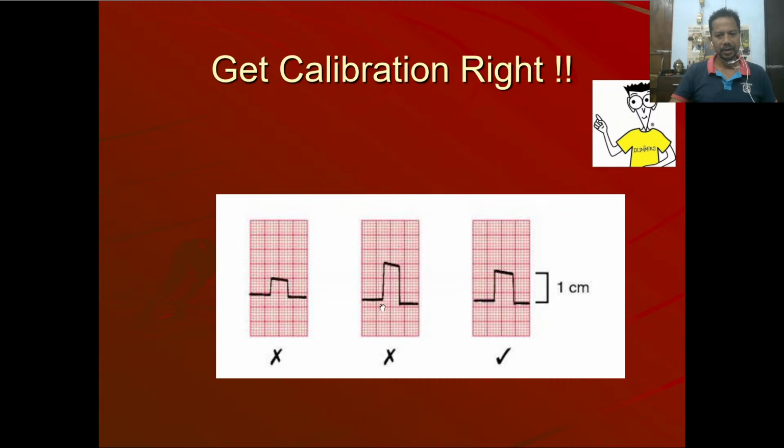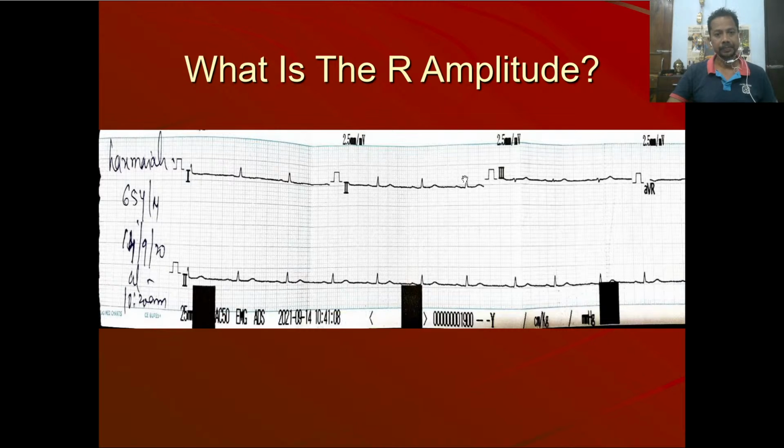And if the horizontal plate goes like this and comes down like this, the ECG will record a false R wave. Even if the patient is having a Q wave, it will become an R wave. And if it is the other way around, going up and then coming down like this, it will form a false S wave or a false Q wave. So the calibration has to be accurate.